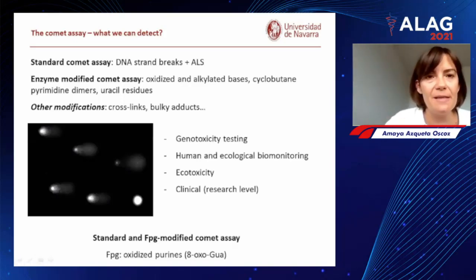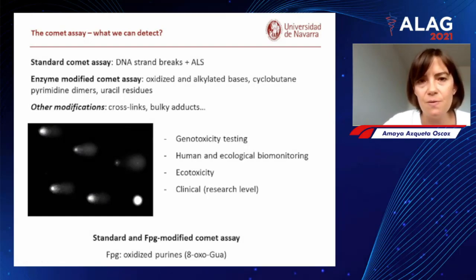So Mirta has already talked a bit about the Comet assay, but I'm going to say just some very specific things. The standard Comet assay detects DNA strand breaks and alkali labile sites at a single cell level, but the assay has been modified using different lesion-specific enzymes to detect other lesions such as oxidized and alkylated bases, pyrimidine dimers and uracil residues. But the assay can also detect crosslinks and DNA bulky adducts by other modifications.